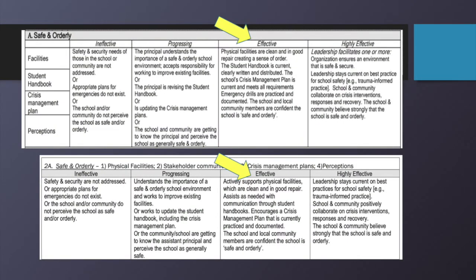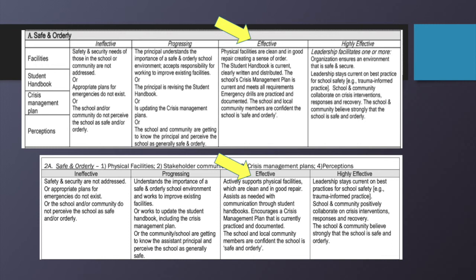Next, let's transition to Domain 2 and Component 2A, Safe and Orderly. Once again, we're going to be looking at the effective column for right now. I'll give you a little listening music or reading music, I guess, to read ineffective, progressing, and highly effective once we have that done. While I am reading, be listening for any words that stick out to you or any differences that may jump.